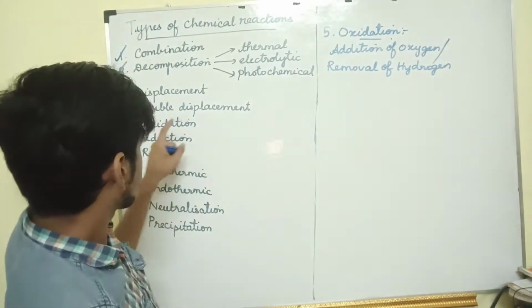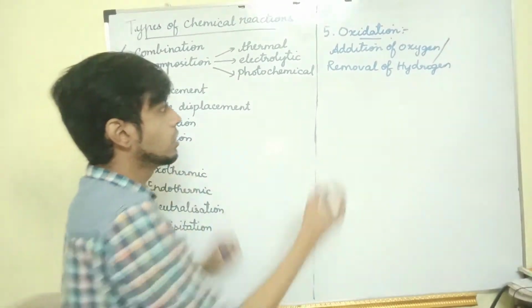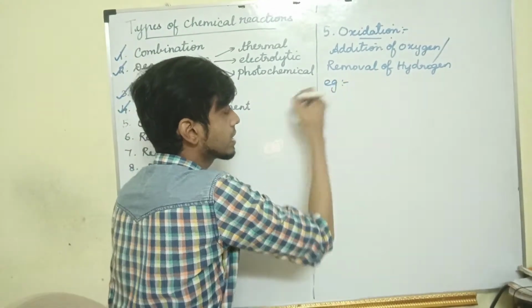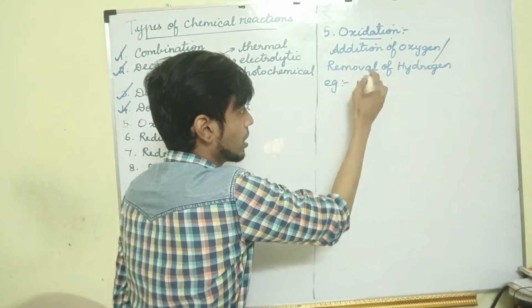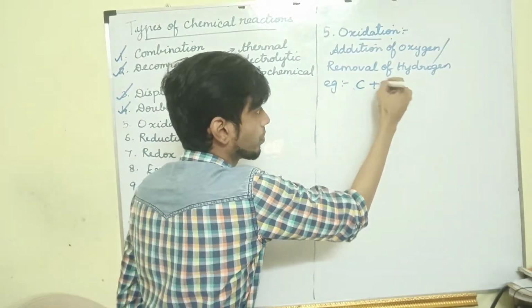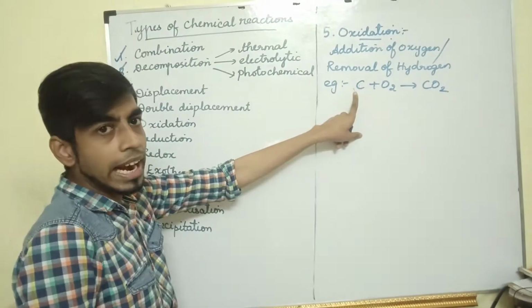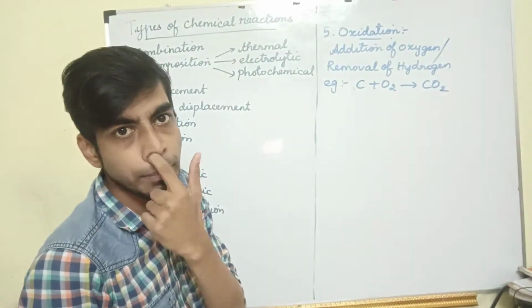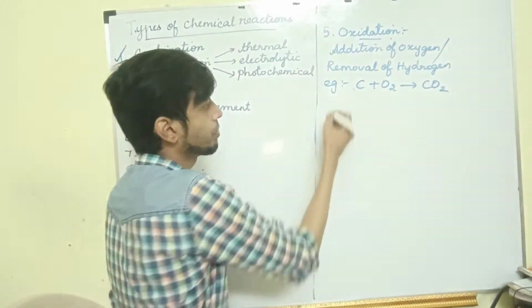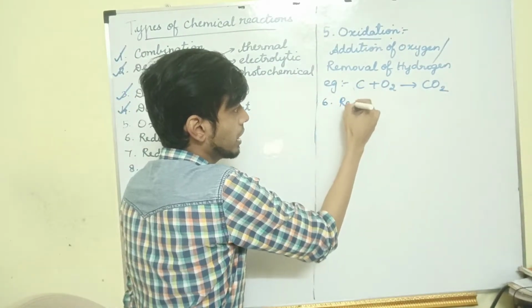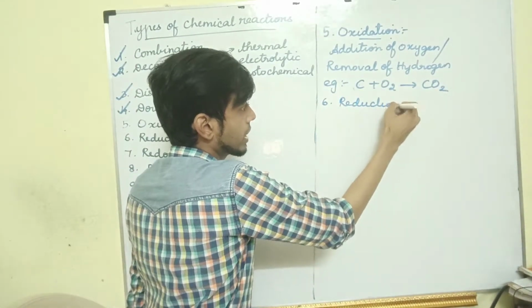So for example, you can write C plus O2 gives CO2. In this, oxygen is added to carbon, so it is an example for oxidation reaction. Okay, so the next one is reduction reaction.